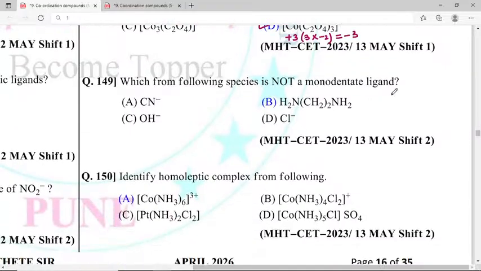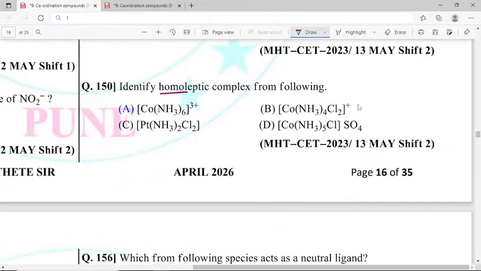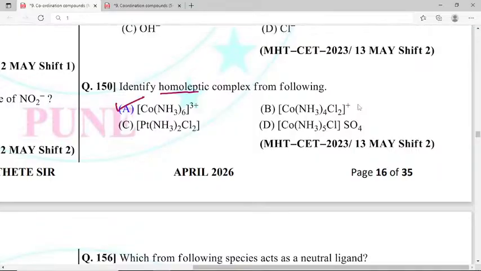Which of the following species is not monodentate? Option B, this is EN. EN stands for ethylene diamine. EN is a bidentate ligand. Identify the homoleptic complex from the following. Homoleptic complex contains only one type of ligand.